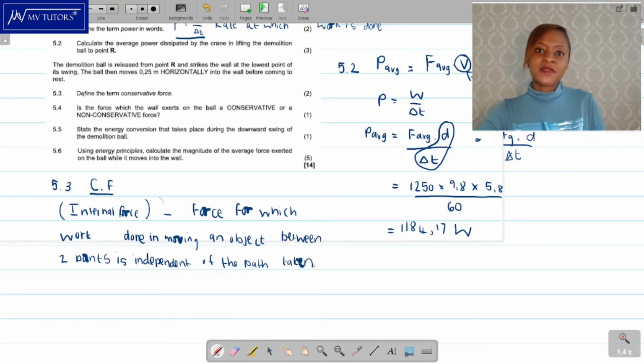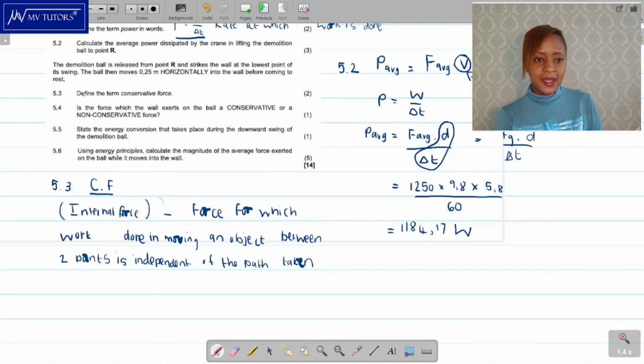Examples of that would be gravitational force, mechanical energy, spring force, electrostatic force, magnetic forces, things that you can't really see with the naked eye. It's more internal, hence it's an internal force. Your non-conservative forces, however, are dependent on the path taken, and that would be like friction. Friction is the one that comes to mind.